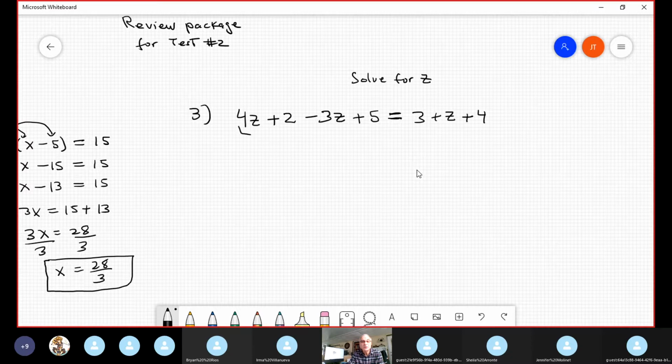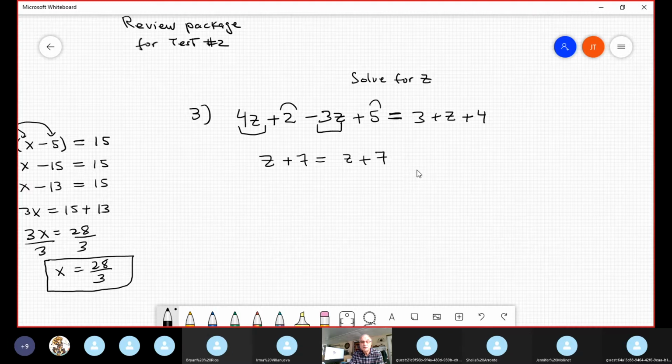Okay, we combine like terms: 4 minus 3, only one. When the coefficient is positive 1, it's invisible. And 2 and 5 together is 7. Okay, that was the manipulation of the left-hand side. The manipulation of the right-hand side: c stays the same, and 3 plus 4 is 7.